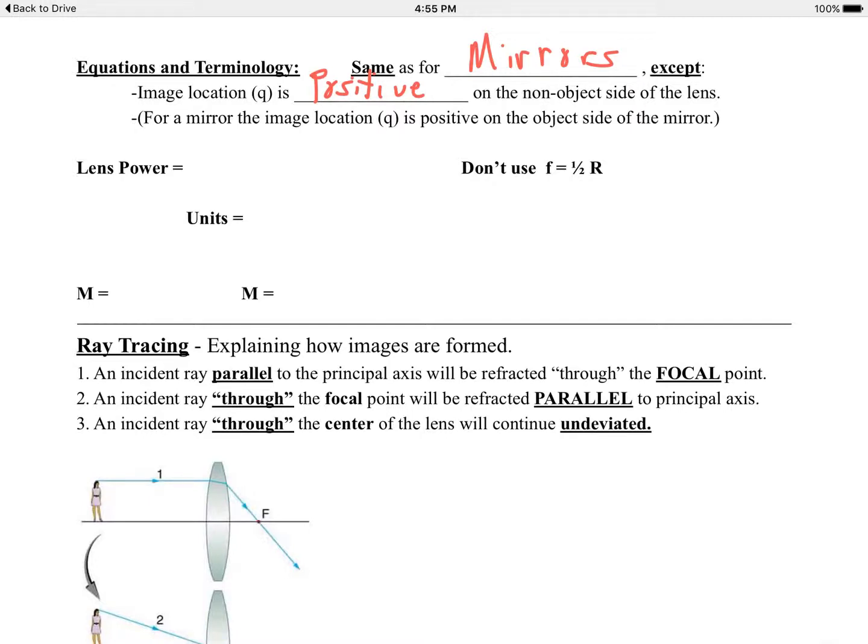Just to recap the equations, though, I have these on the other page. Lens power is 1 over the focal length, 1 over f. So the units are inverse meters, meters to the negative 1. But we call that a diopter. That's called a diopter.